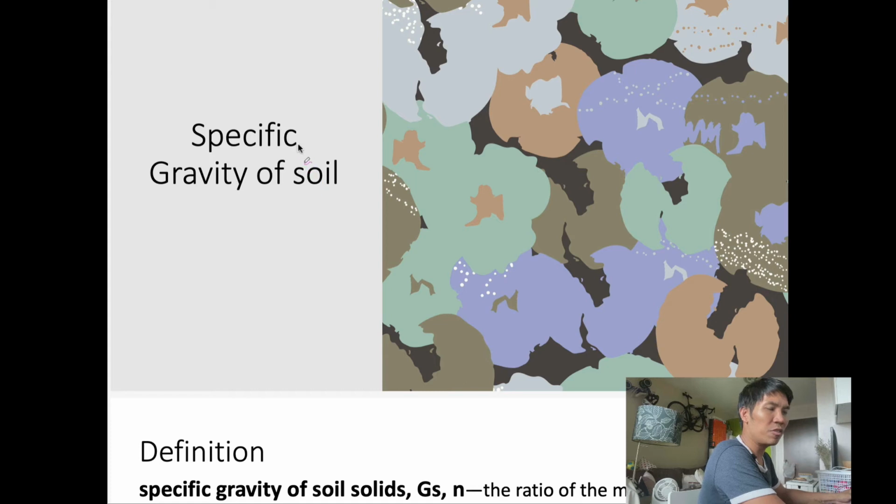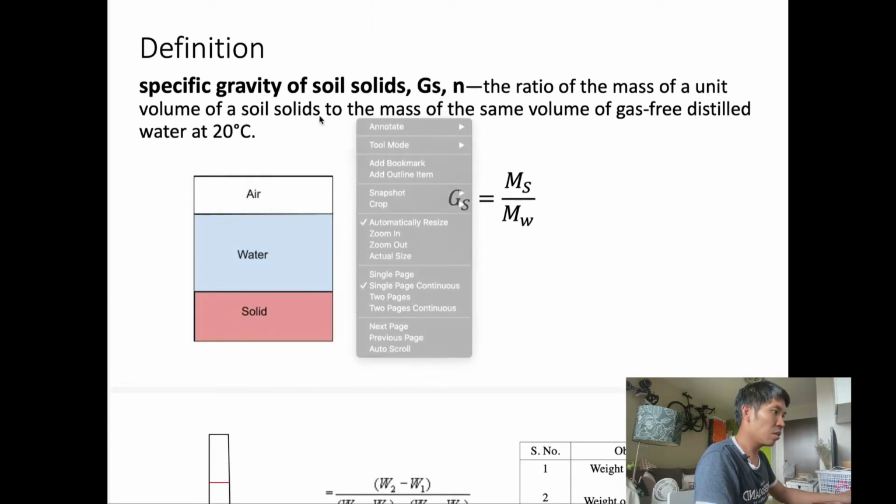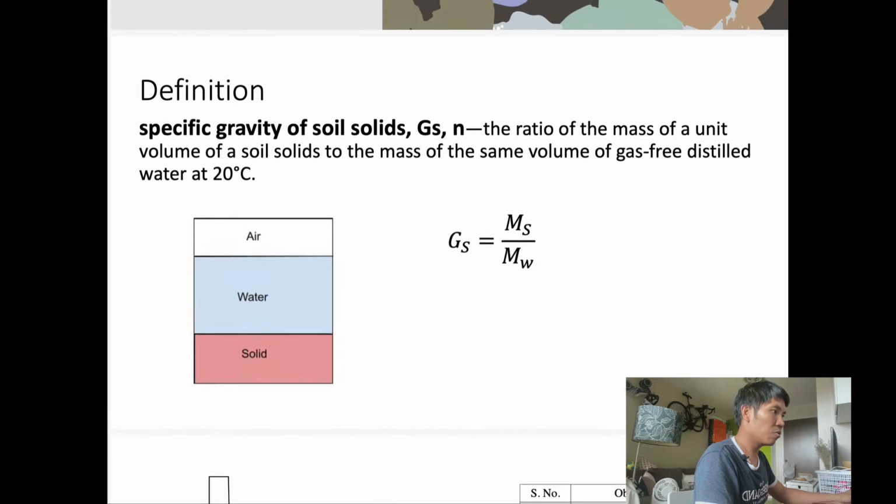Today I would like to talk about the specific gravity of soil. A soil mass is commonly composed of three components. The first one is the solid part, the solid of the soil. The second one is the liquid part, which is the water, and the third one is the air, or pore air, part in the soil mass.